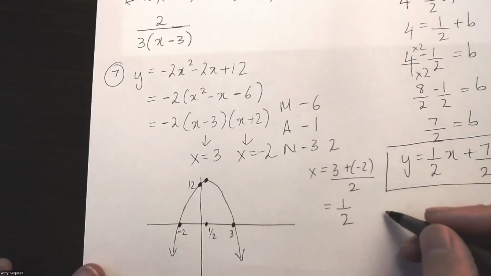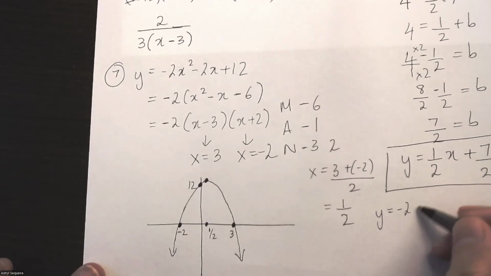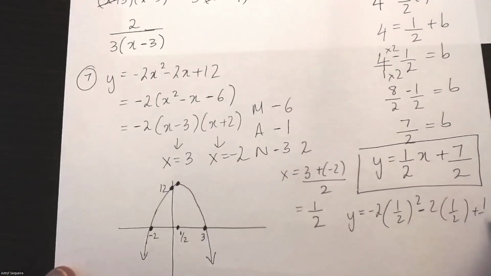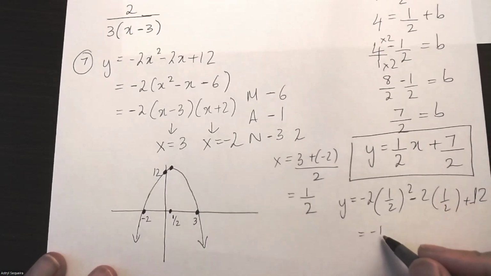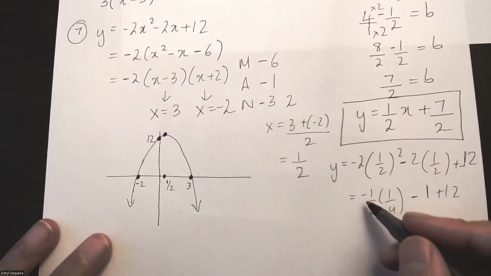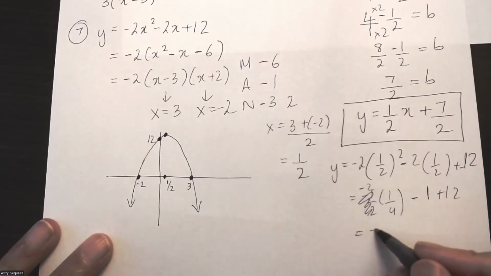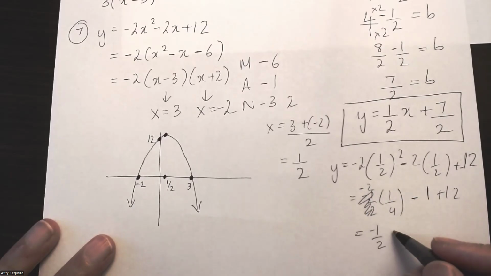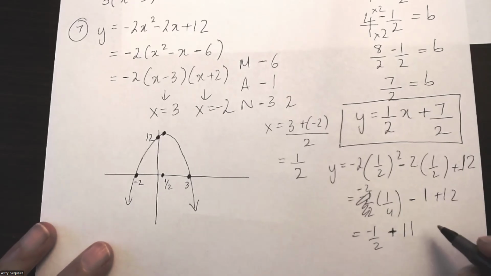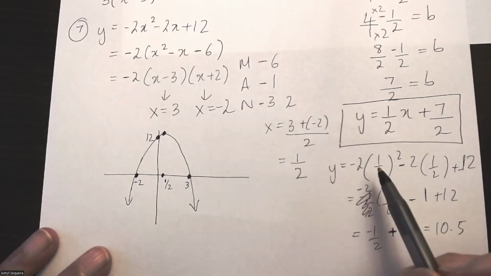If you want, I can show you the calculation here really quickly. y equals -2(1/2) squared minus 2 times 1/2 plus 12. 1/2 squared is just 1/4. That's just 1 plus 12. Oops, it's a -2. This is -1/2 plus 11. Oh, that should give me 10.5. Doesn't make sense. Where did I make my mistake?